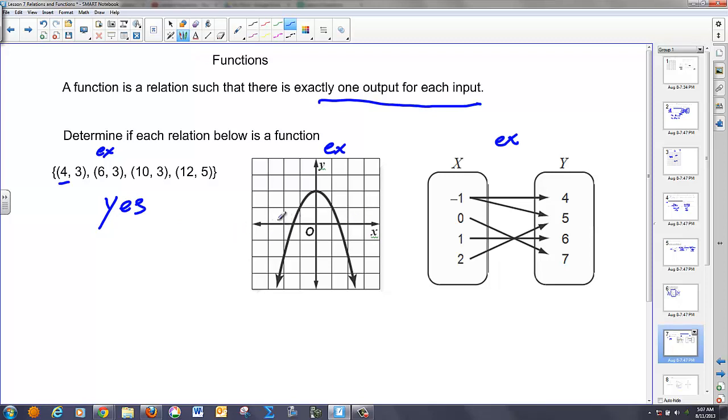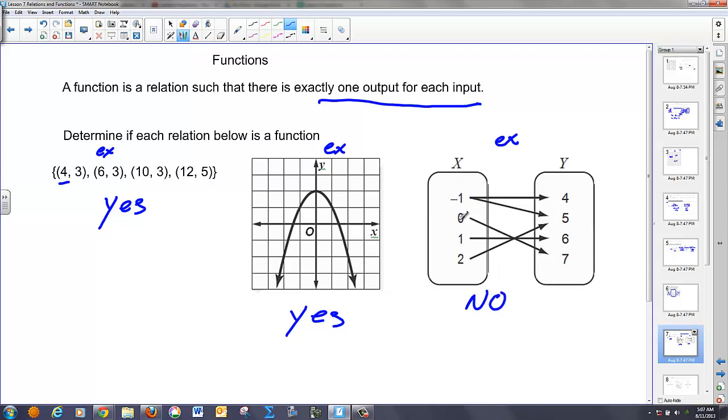Notice, for every x value or input, there is only one y value associated with it in this graph. So this is also yes. Now where this falls apart is in this example. Notice, for an input of -1, I have an output of 4 and 5. So in this first number, this already falls apart. This is no.